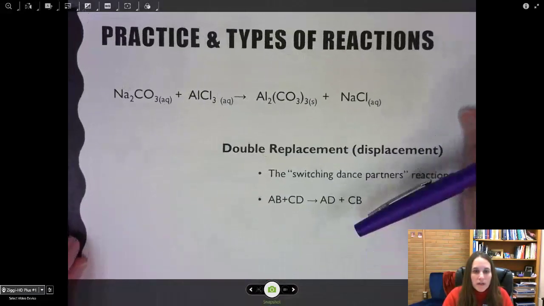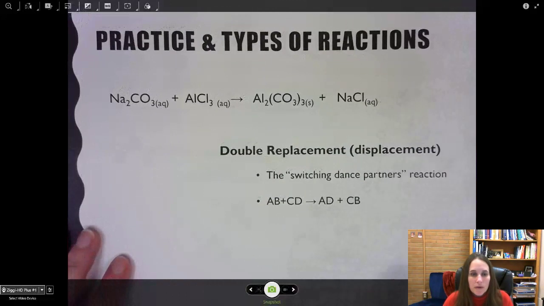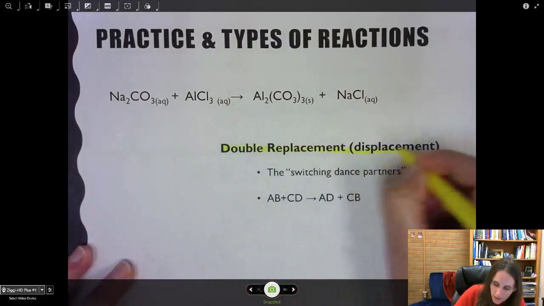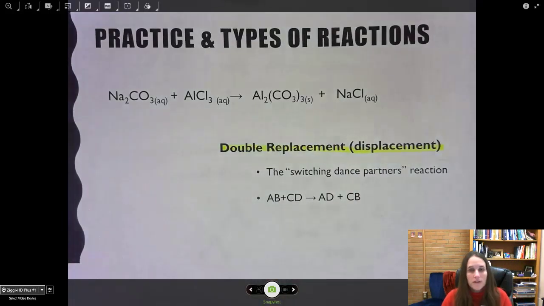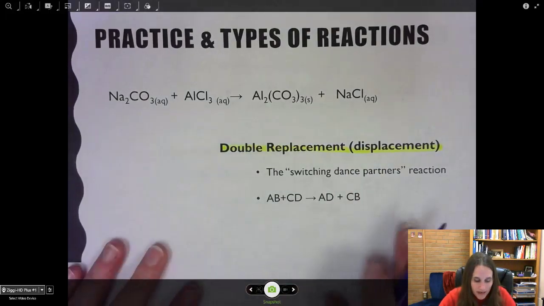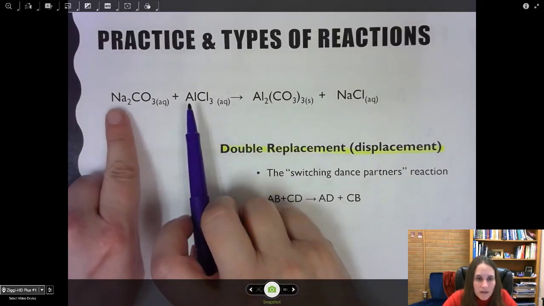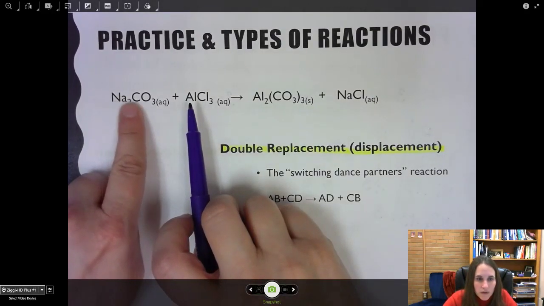Similar to the single, we can also have a double displacement reaction, also called double replacement, or the wife swap, or the switching dance partners. So in some ways it looks kind of similar. If we look really closely at what's happening here, you can see that our sodium was with our carbonate.